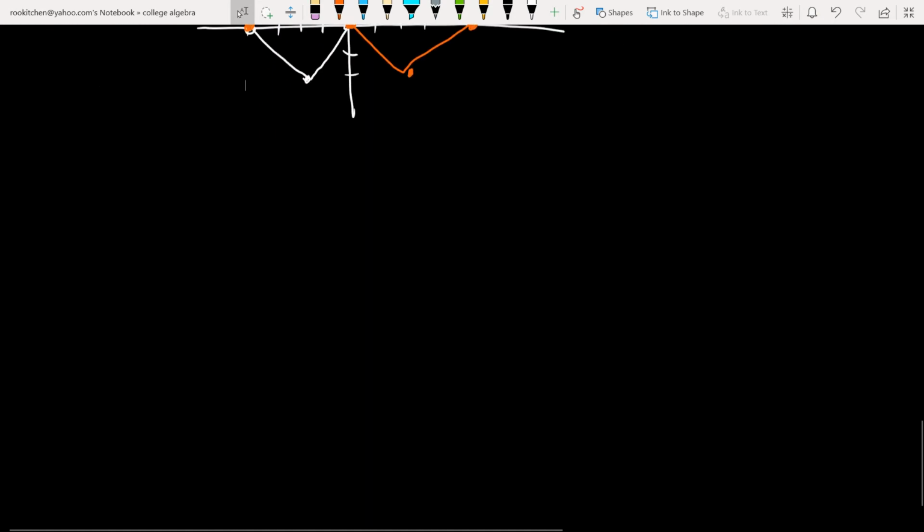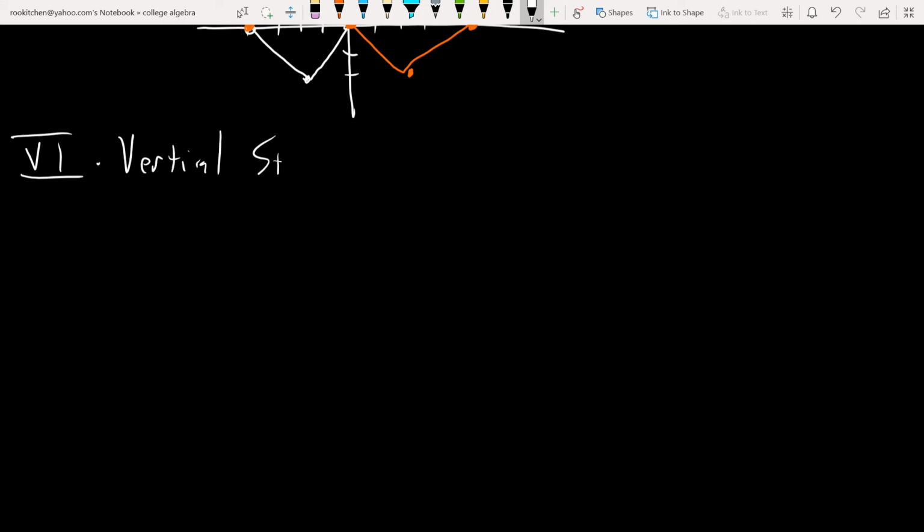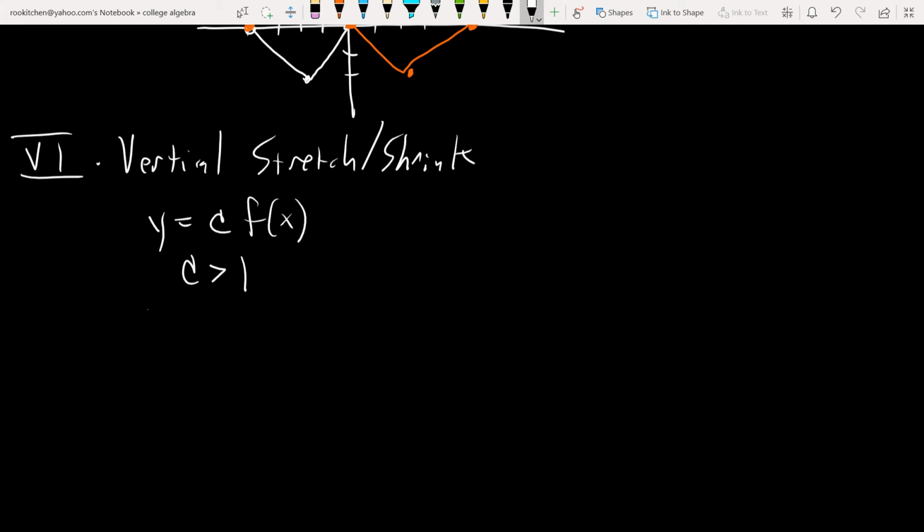Let's take a look at stretches and shrinks. Okay. And the first type are the vertical types. So first, vertical stretch, shrink. And so how does this work? You're going to go y equals c times f of x, and then there's two cases. If c is greater than 1, it's going to be a vertical stretch.